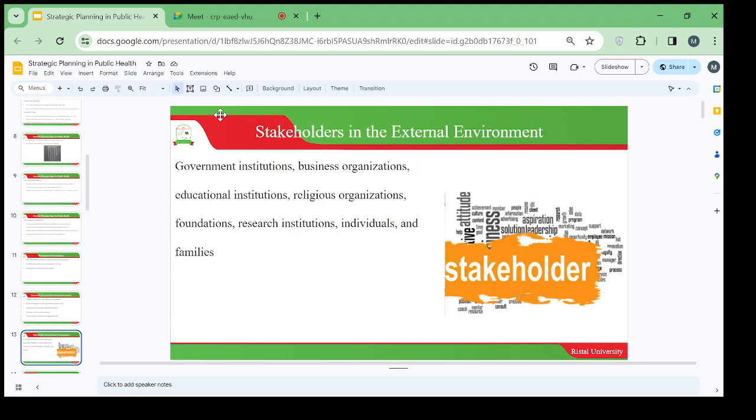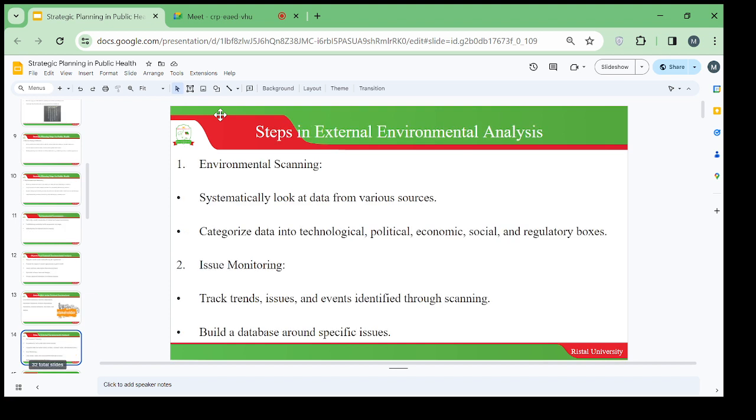And it's also very important to engage with the other stakeholders in your external environment analysis. These stakeholders come from educational institutions, government, public health agencies. They can come from religious institutions, think tanks, research institutions, things like that. Even the communities. So for you to do an external environmental analysis, you can follow the following.